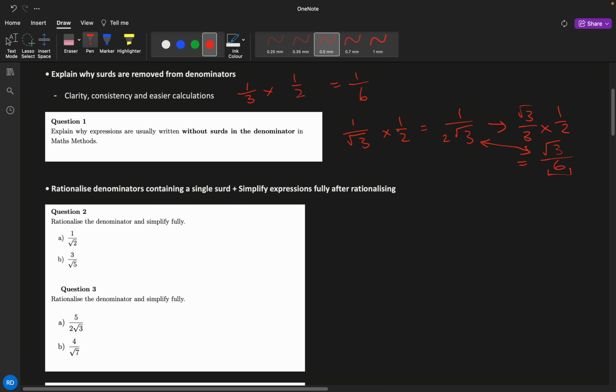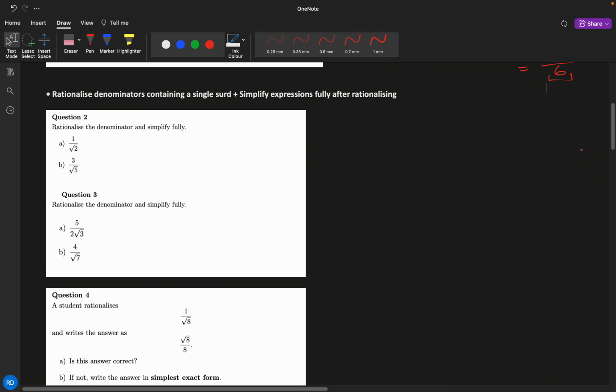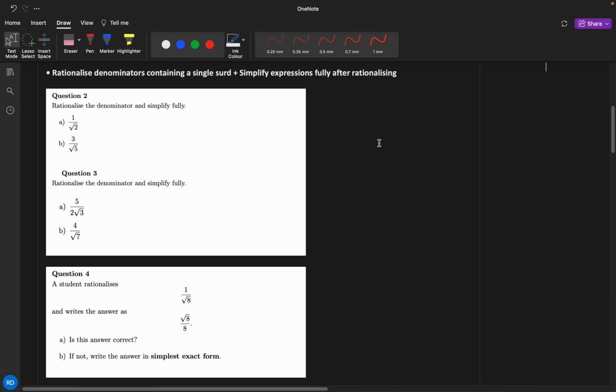In this instance, you're only doing like 2 multiplications, but if you had to use this answer in another question, it's just a lot simpler if you have a rational denominator. And it's just mathematical convention. Alrighty, so now let's start rationalizing them. So question 2, rationalize the denominator and simplify fully.